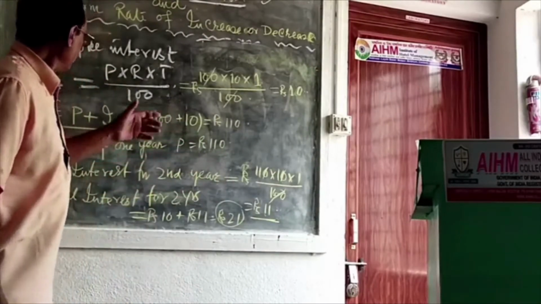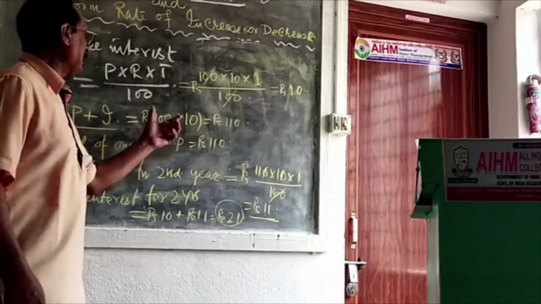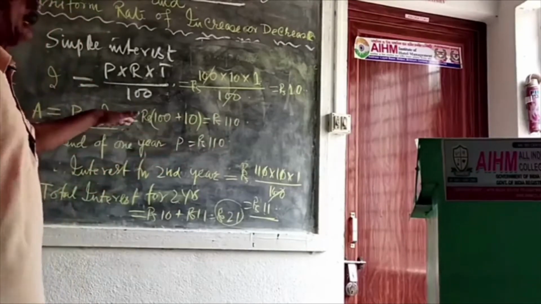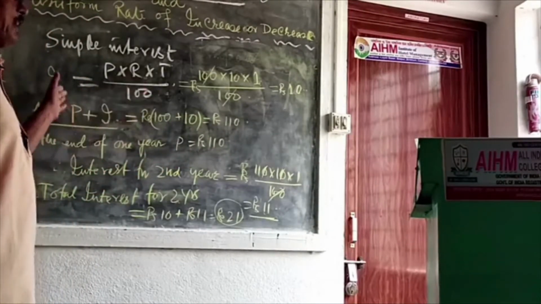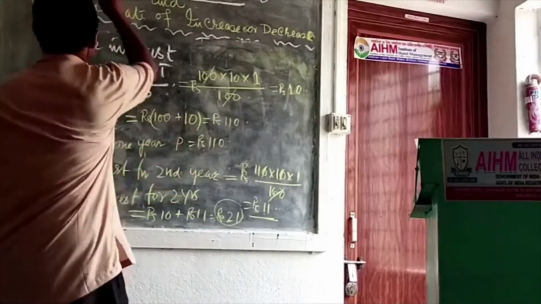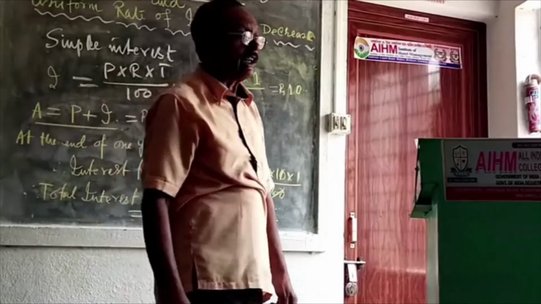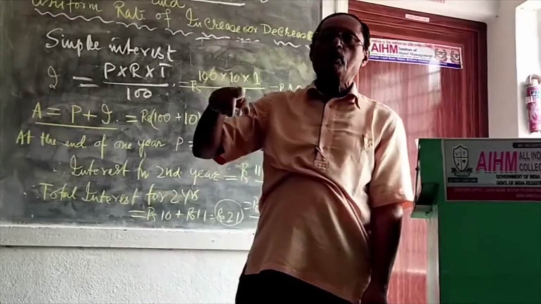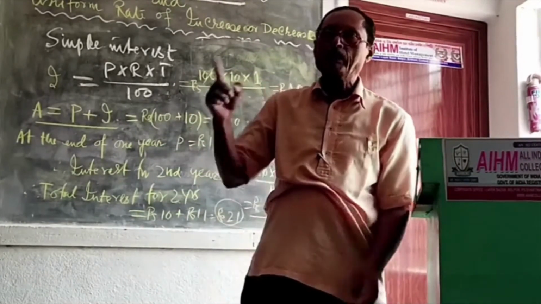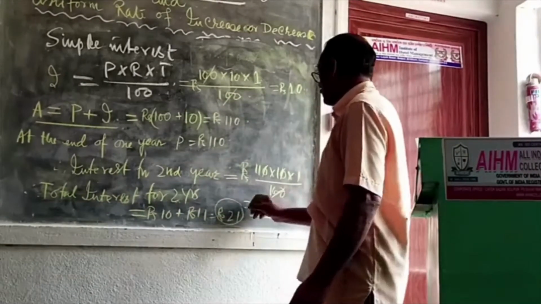That means the previous year's interest is added to the previous year's principal and becomes the principal for the next year. When we compound the interest with the principal and apply it for the next year, that way of calculating interest is known as compound interest. Compound interest is the interest where the interest of 1 year is added to the previous year's principal and becomes the principal for the next year. That's why we see the interest difference.